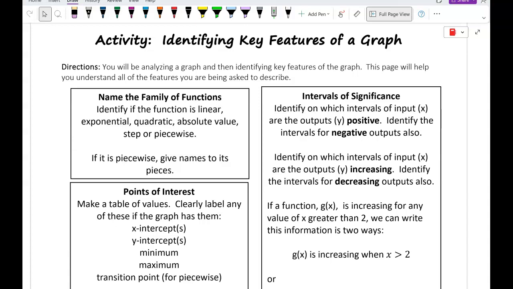Some of it is pretty straightforward. A few things you might have been introduced to last year, because in Math 1 you did a similar activity, but just for linear and exponential, since those are the only two functions you were studying last year. Obviously, we're adding some others in, so they're going to ask you to name the family of functions, and you should be able to look at the shape of the graph to give that information, whether it is linear, exponential, quadratic, absolute value, step, or piecewise. And it says if it is piecewise, give names to its pieces, so what functions make up the piecewise.